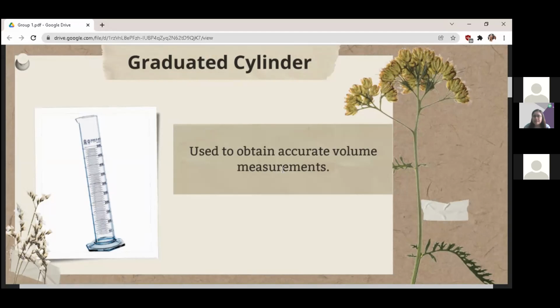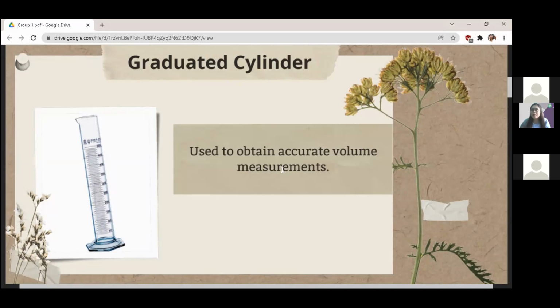Okay. So the first that we have here is the graduated cylinder. I hope you already know it by name and its appearance. It's a long cylindrical tube with graduations, and we use it in measuring accurate volume of liquids.